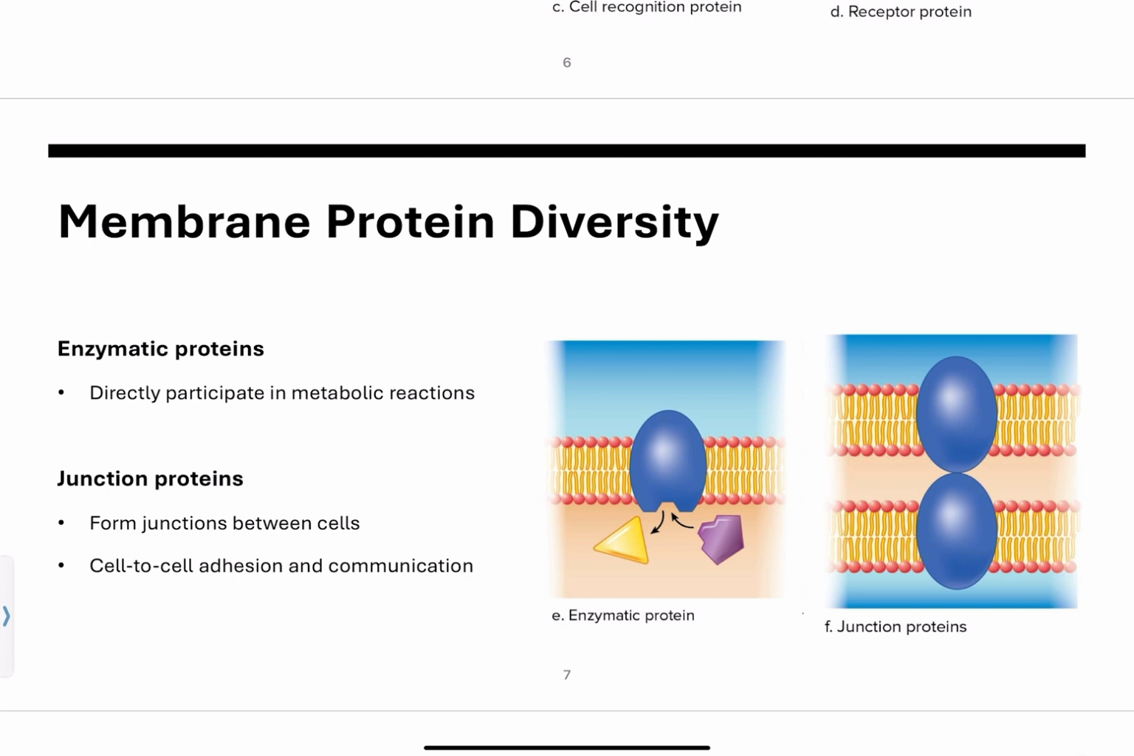And our final one is going to be junction proteins, and these are going to help cells stick together and communicate. So in your skin, they actually form tight seals, so water doesn't just leak out of you like a sponge.